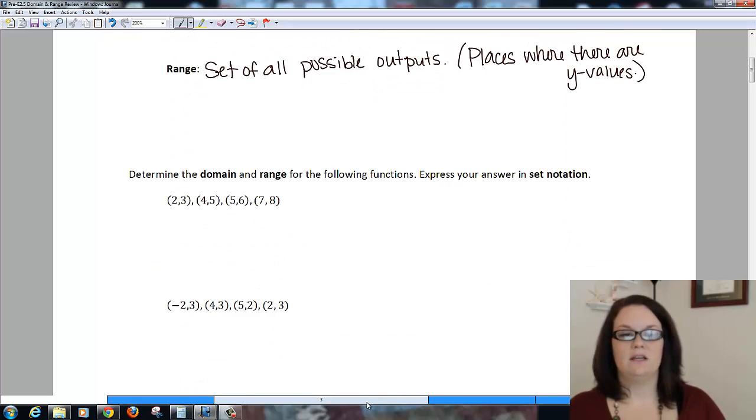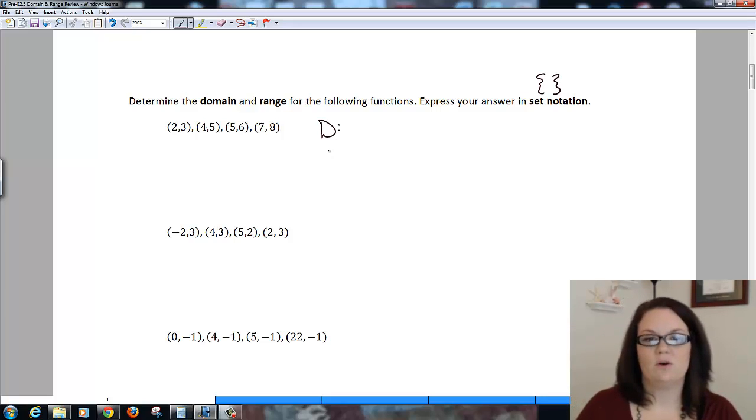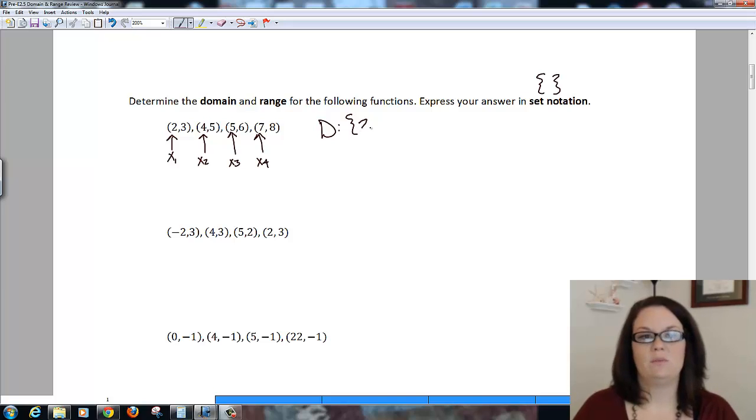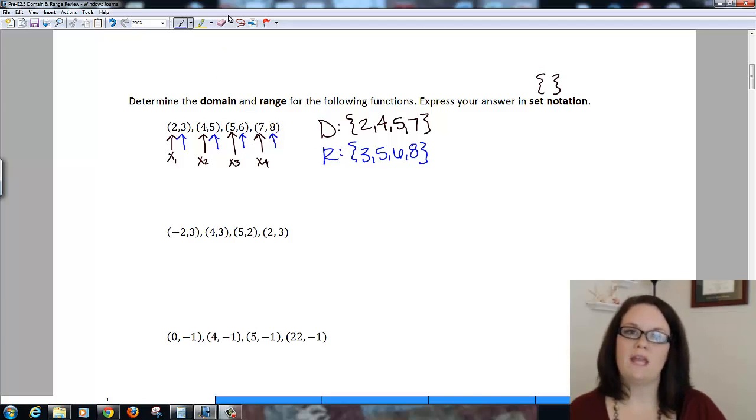So let's go ahead and look at some of these. Notice it says, determine the domain and range, express your answer in set notation. Anytime you see set notation, that means we're going to be using the curly braces. Remember my domain is the set of all inputs, which is my X's. So here's an X, here's an X, here's an X, here's an X. So I have 2, 4, 5, and 7. Now my range is all possible outputs, which here would be my Y values. So here I have 3, 5, 6, and 8. If any of them happen to be repeated, you only have to list them once.